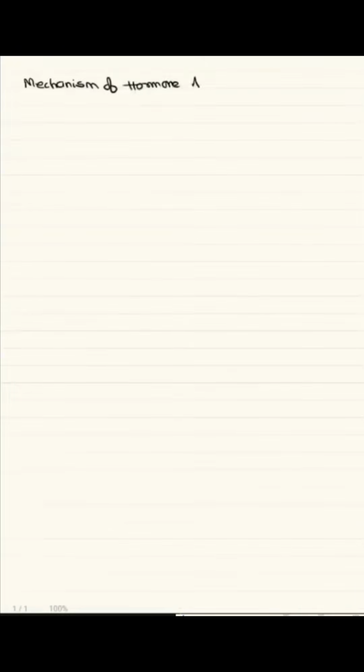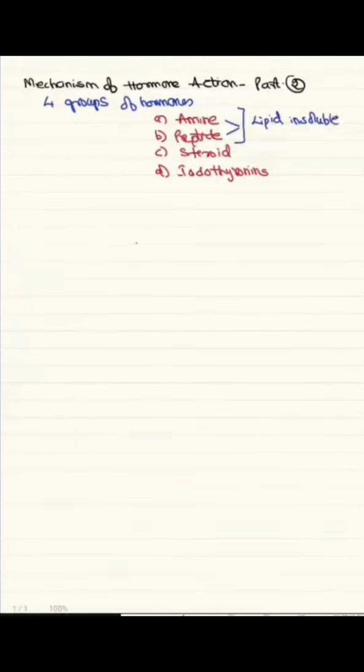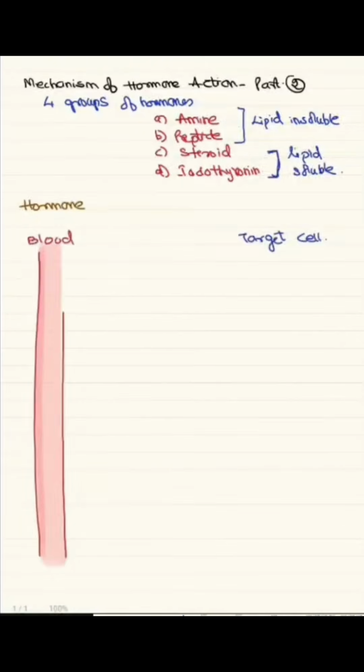Let's continue with part 2 of the mechanism of hormonal action. In the earlier video, we have seen that we can divide the hormones into 4 groups based upon the chemical nature as amines, peptides, steroids, and iodothyronines, of which amines and peptides are lipid insoluble and steroids and iodothyronines are lipid soluble. Now, how does this solubility help in the mechanism process?